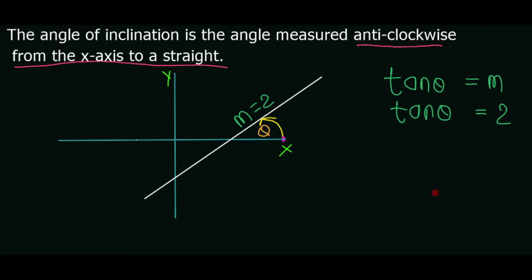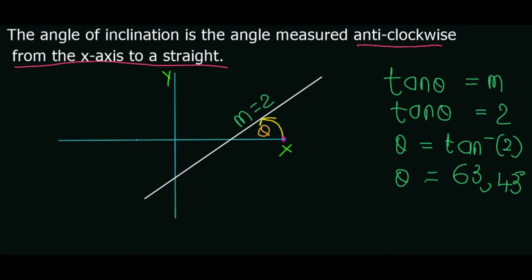So you press your calculator, shift tan, and then insert the 2. It means the angle of inclination, you insert your gradient, so shift tan 2, it will give 63.43. So this is the angle of inclination. It's important to remember the angle of inclination is always between 0 and 180 degrees.